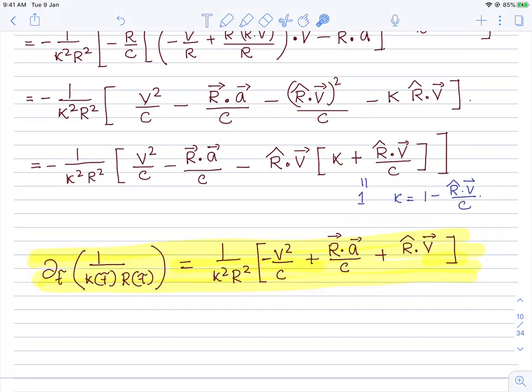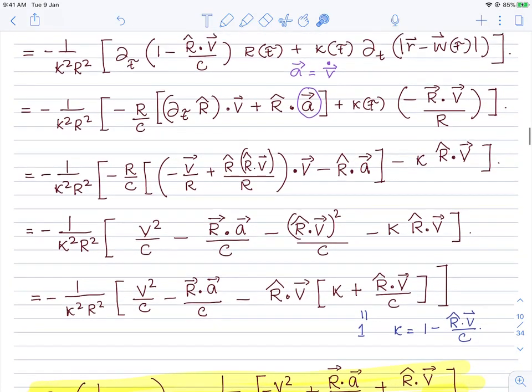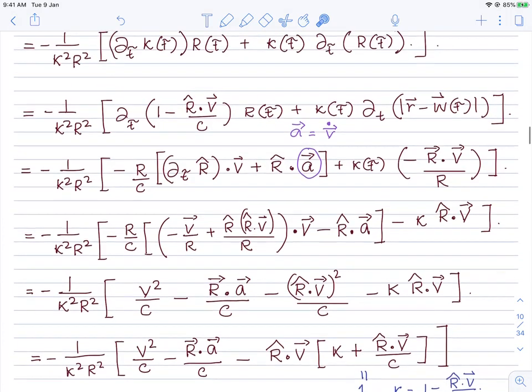All I have done is written this kappa factor out and differentiated. So this is just simple elementary differentiation and nothing else. I have just kept track of terms and I have called the derivative of the velocity acceleration. That's all I have done in these particular steps here.